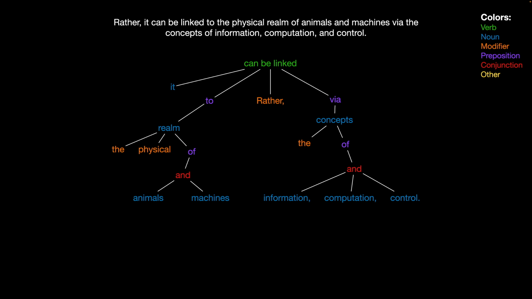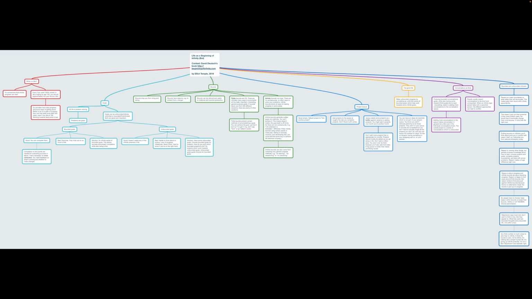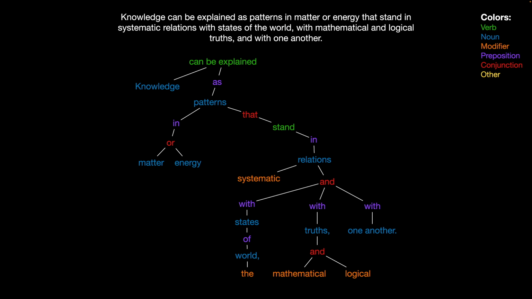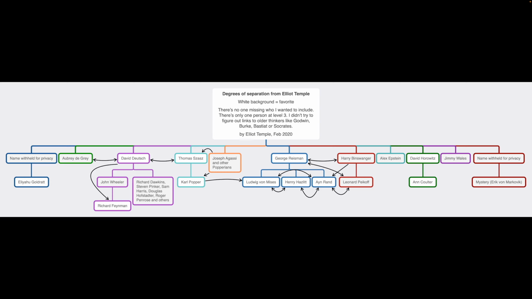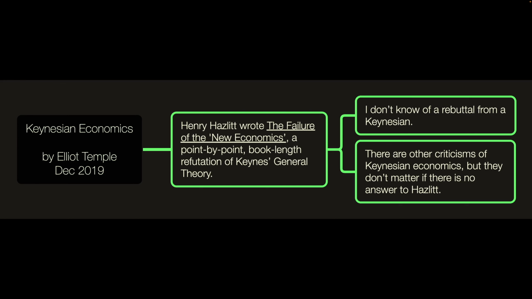Here's another grammar tree. Here are some arithmetic trees. This one has some philosophy discussion. This is an attempt to summarize and outline critical fallibilism. More grammar. This tree shows people who interacted with each other and shows degree of separation to me. This one is especially messy. Here's a very small tree.